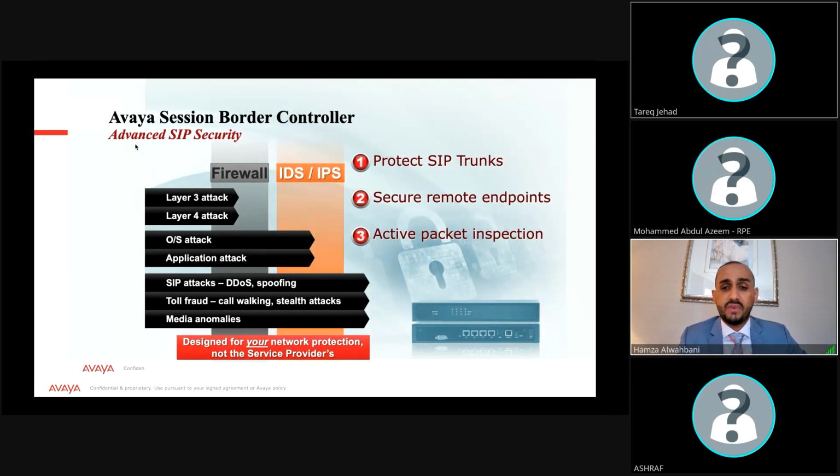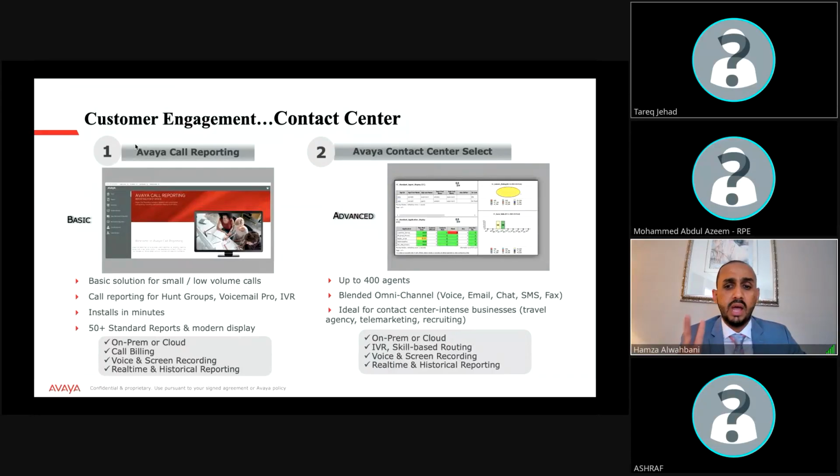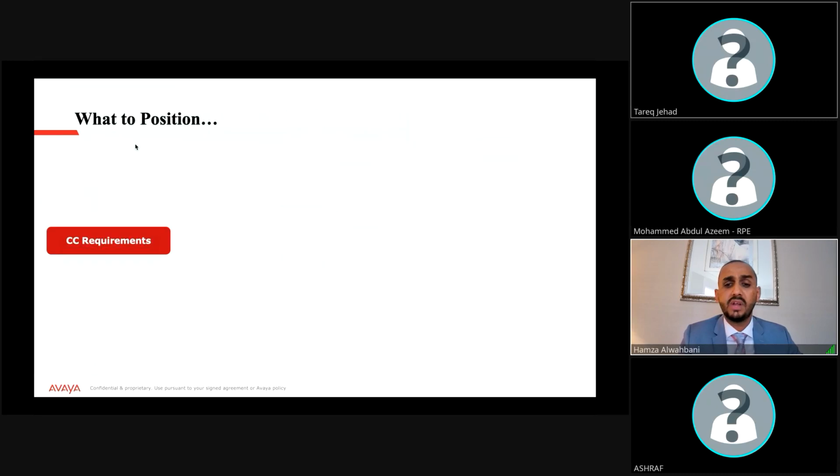And finally, in this overview, in IP Office we have two kinds of contact center. We have the Avaya Call Reporting, which is the basic contact center, and we have the Avaya Contact Center Select, which is the advanced contact center. What's the difference between them?